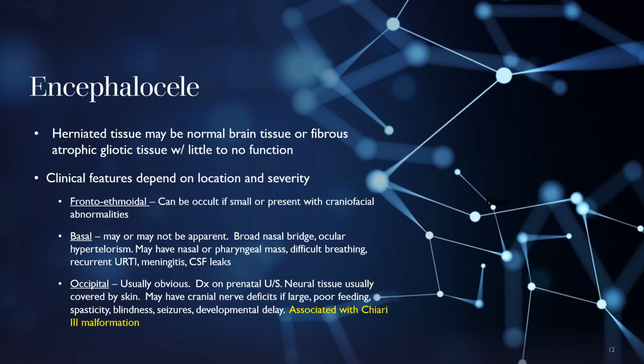These tissues are usually covered by skin, and they may have cranial nerve deficits if large. They may have poor feeding, spasticity, blindness, seizures, developmental delay, and occipital encephaloceles are specifically associated with Chiari malformation, which we'll talk about later.